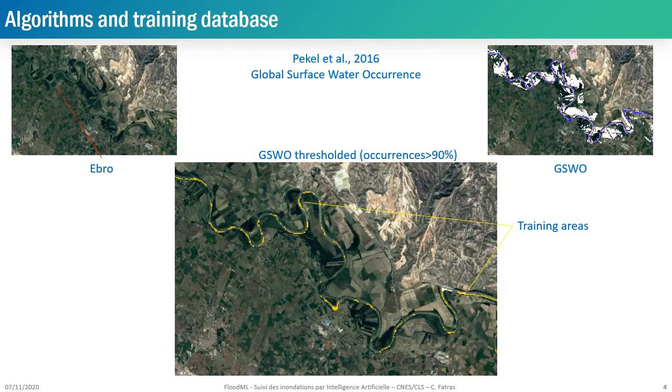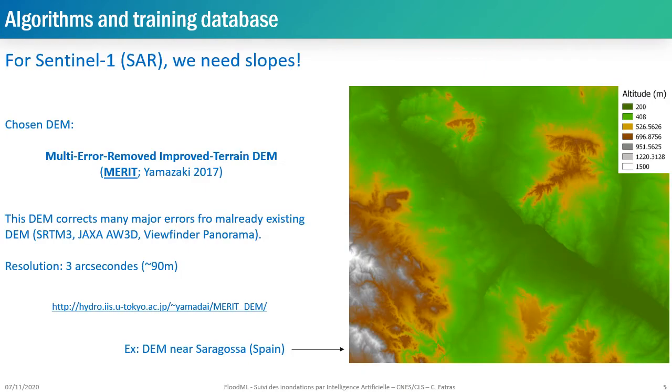So for the training of our data, we used the Global Surface Water Occurrence here, which presents a probability of water presence over 30 years of Landsat data. And we only kept the occurrences of 90%, and we use those pixels, those particular areas, as training areas for our algorithms. We also needed slopes for Sentinel-1 SAR data, and to derive slopes from a DEM, we used the MERIT multi-error-removed improved terrain DEM, which is very suited to hydrological purposes.